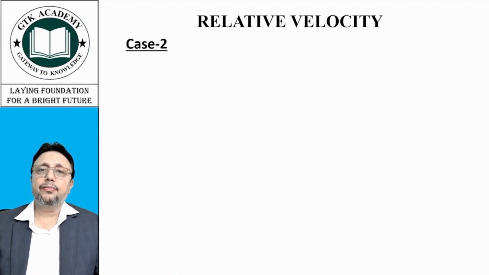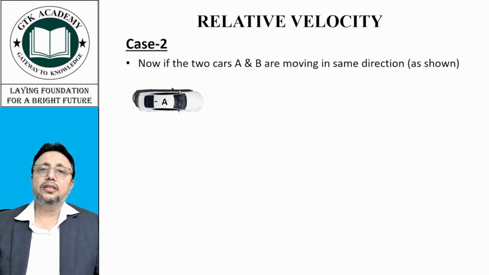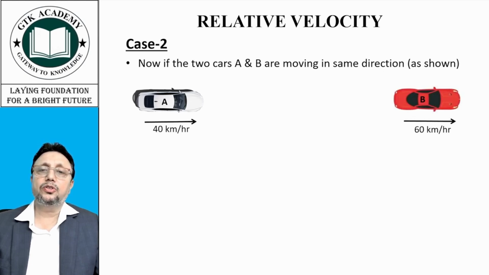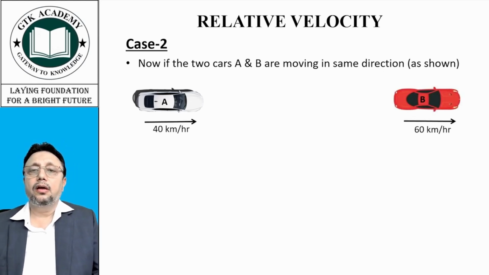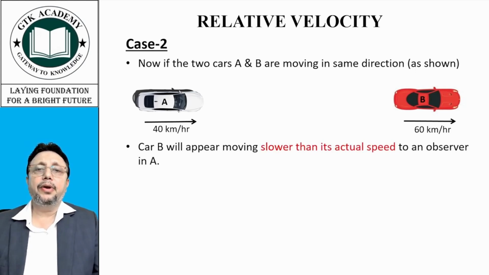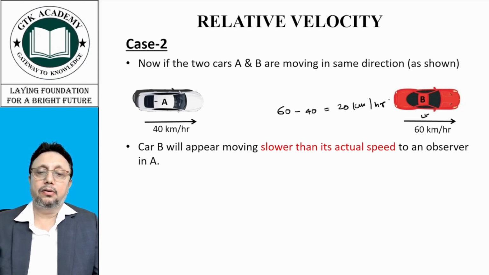Consider another case. Now the cars are moving in the same direction. This with velocity of 40 km per hour and this with velocity of 60 km per hour. Now car B will appear moving slower than its actual speed. It is moving with 60, but a person who is sitting in car A, since car A is also moving at 40, to that person car B will appear to move with a speed of 60 minus 40, that is 20 km per hour.